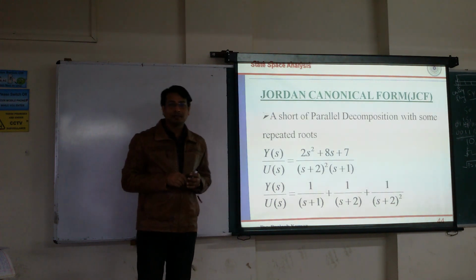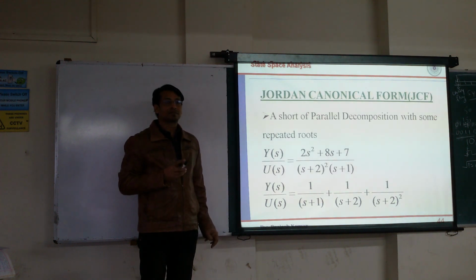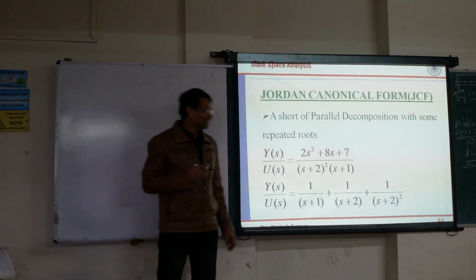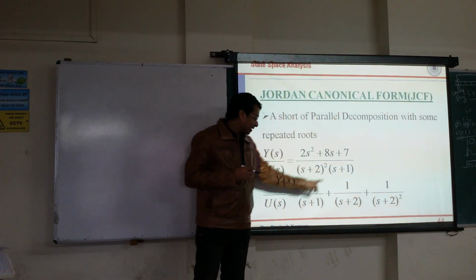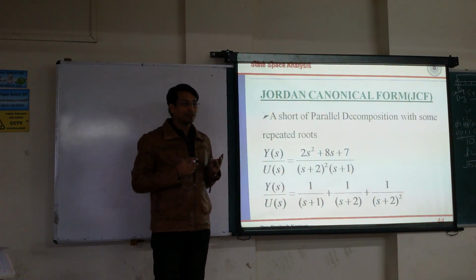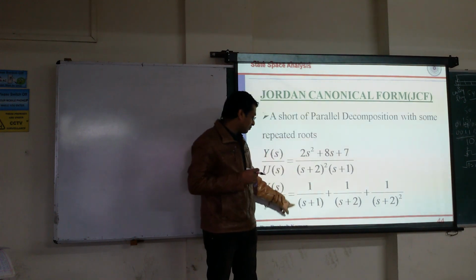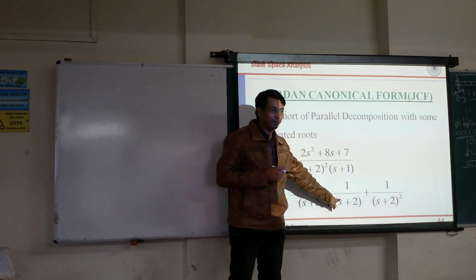So what is the order of the system? 3. Three. Power 2 from here and 1 from here. So for the optimal case, you should use 3 integrators, not more than that. Okay, you know this. Very good. One integrator for this, one integrator for this. This and this may remain in parallel.